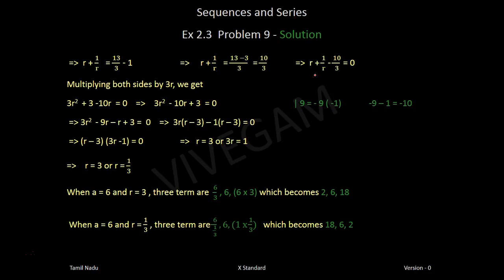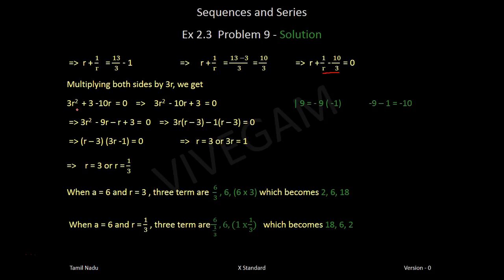You need to convert this into a quadratic equation by multiplying both sides by 3r. You can take LCM and do it also, but I prefer to take multiplying both sides by all the denominators put together. So the denominators put together is 3 and r, that is 3r. Okay. So you will get 3r into r, 3r square.